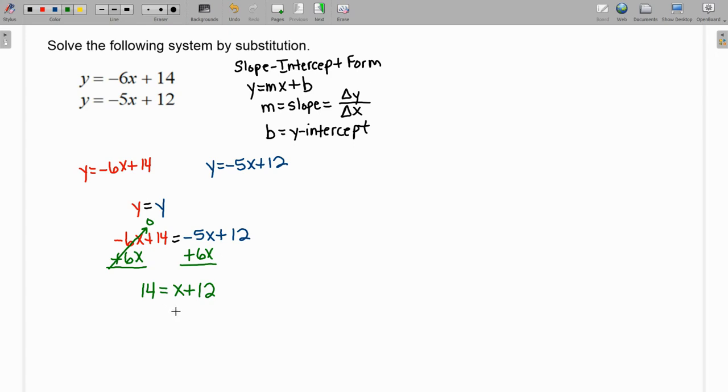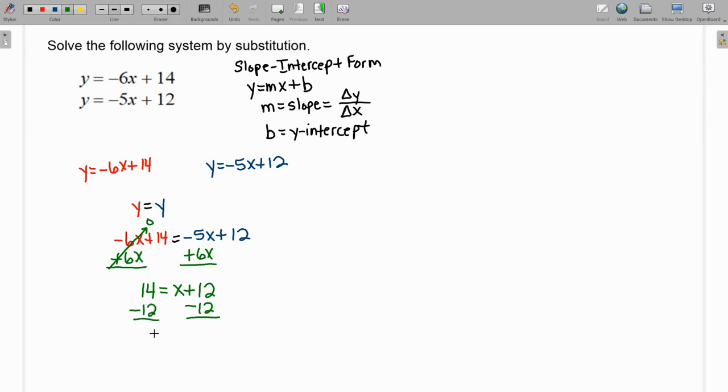Now what I need to do is I need to get all my constant terms on the opposite side of that variable term x. So I need to get this positive 12 over to the other side. Now, since it's a positive 12, in order to move it, I need to do an inverse operation of subtraction of 12. So I subtract 12 on the right of the equal sign, and what I do on the right-hand side of the equal sign, I must do on the left as well. So I'm going to subtract 12 over here.